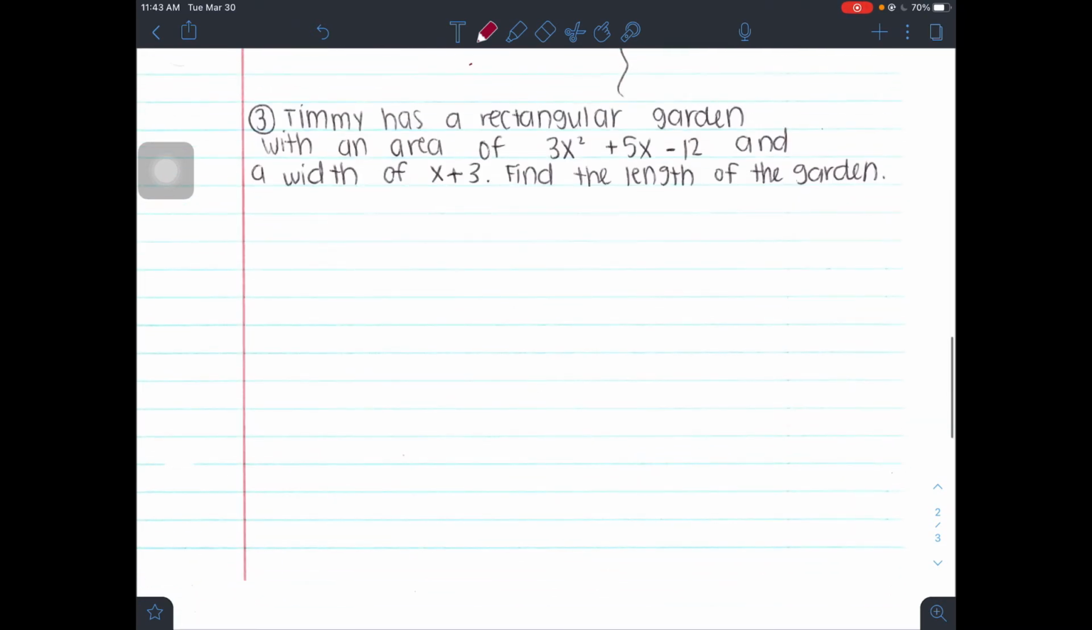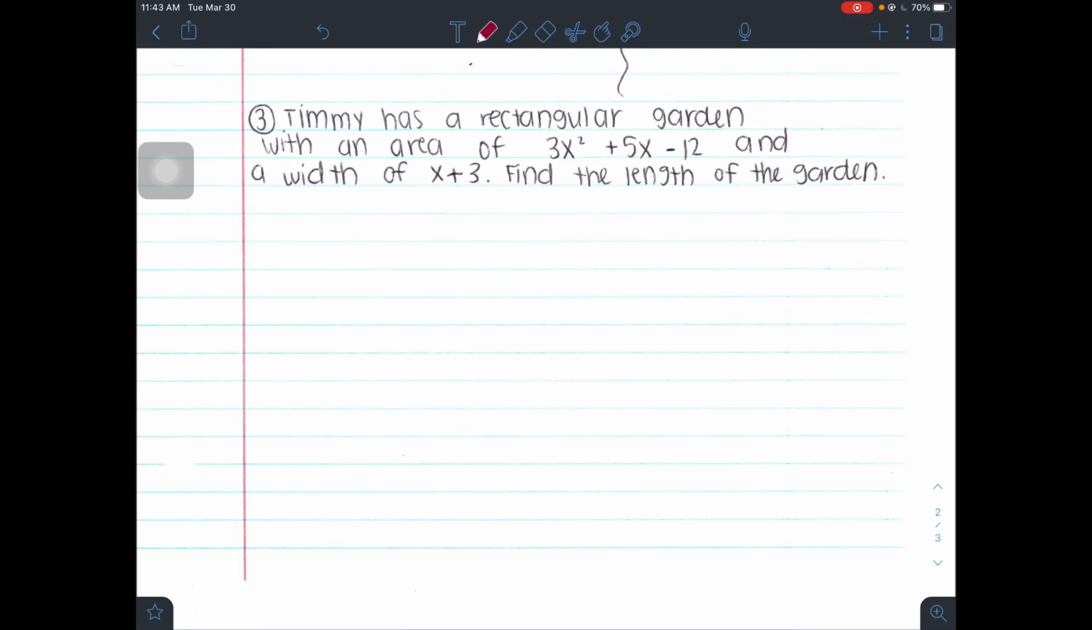All right, last one is a word problem, but again, with word problems, you just kind of figure out, what do they want me to do here? And once you figure out that, then you can kind of know the math process from there. Setting up a word problem is always the most challenging part. Timmy has a rectangular garden with an area of 3x squared plus 5x minus 12 and a width of x plus 3. Find the length of the garden.